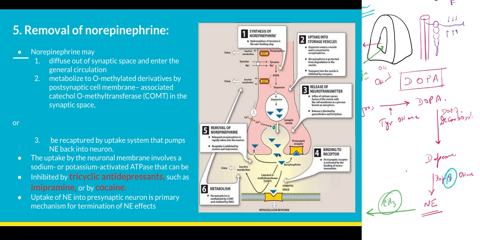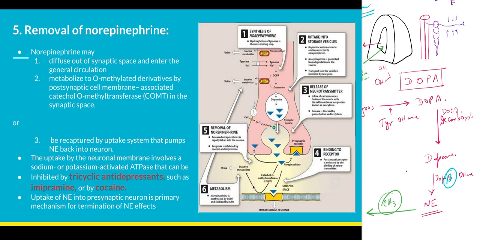Now, second step. If you look over here, this is where my cursor is right now. You will see that this norepinephrine is metabolized into O-methylated derivatives. Okay, first let's talk about the second point that I have written on the screen. That one is this one.